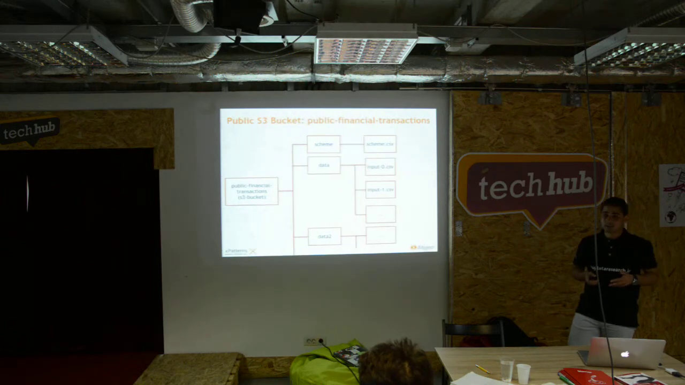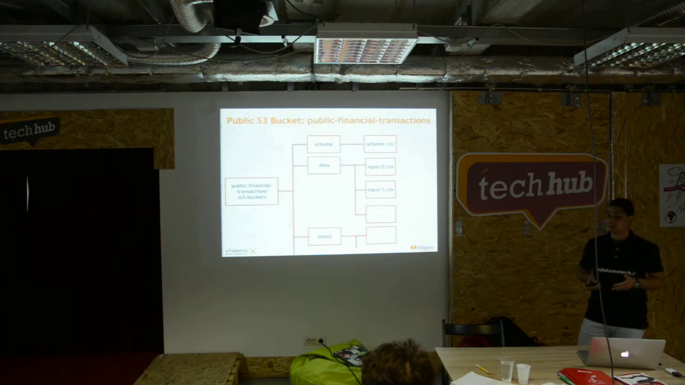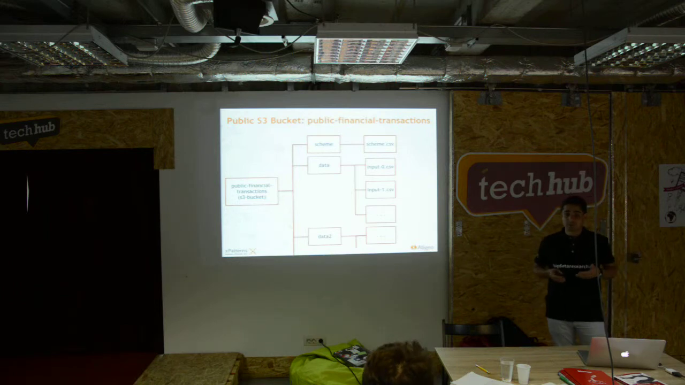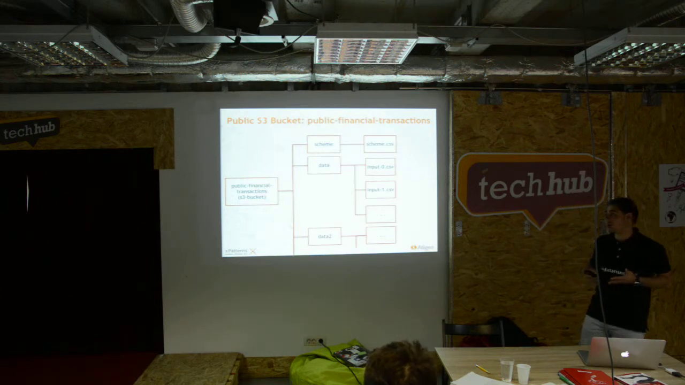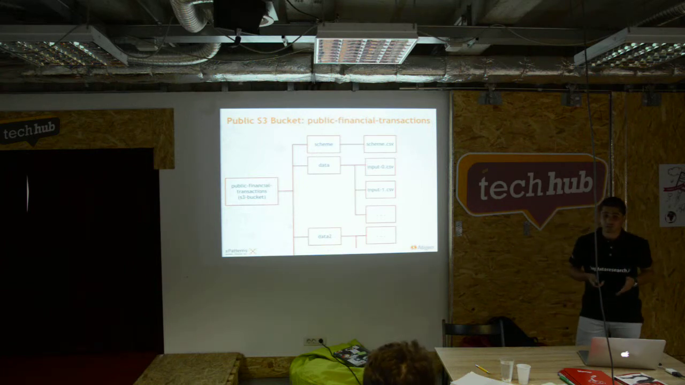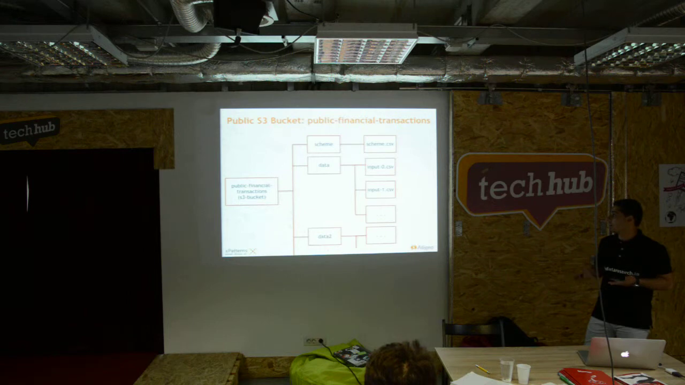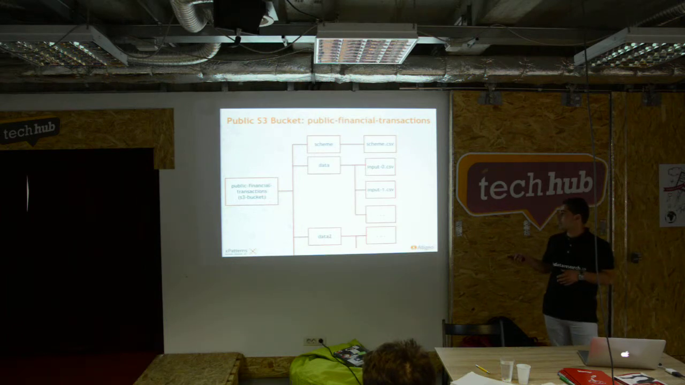For our use case, we want to download the data from an external source, a public S3 bucket named public financial transactions. Even if we are downloading from S3, the tips and tricks that I will present apply to other external sources, so they are not bound to S3. As you can see, the structure of this bucket is very simple. The schema file is in the schema folder. The data files are in CSV format and are divided into multiple folders.